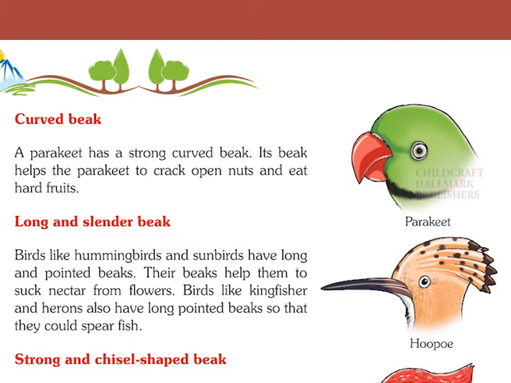Long and slender beak. Birds like hummingbirds and sunbirds have long and pointed beaks. Their beaks help them to suck nectar from flowers. Birds like kingfisher and herons also have long pointed beaks so that they could spear fish.